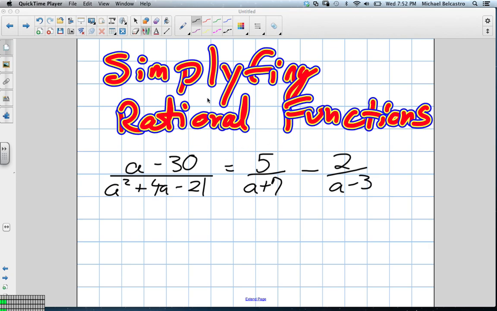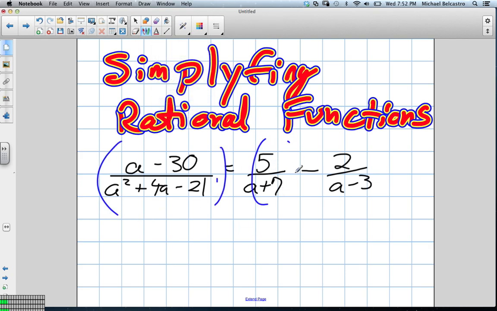Simplifying rational functions. Very similar to what we were doing before. The only difference is that now we have separate rational functions. We have one on this side of an equal sign, one on that side, and a subtraction sign in between. In all of our previous rational functions, do you remember what they were all equal to? We set them equal to something all the time.